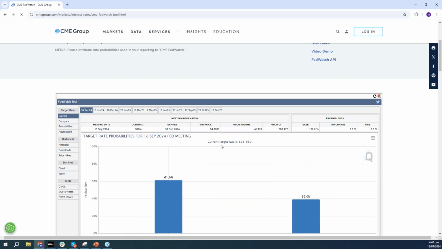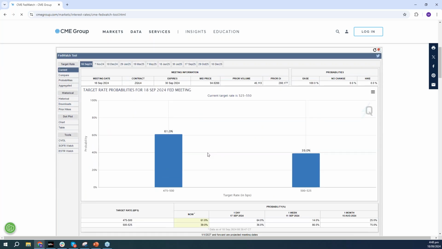So 18th of September, now, previously this was 65%. Now it's 61% that believe it's going to be 50 basis points. 39% believe it's going to be a higher level. So this is something for us to take into consideration. Now, we have to take into consideration it is lowering. So that is something which is negative for the stock market.